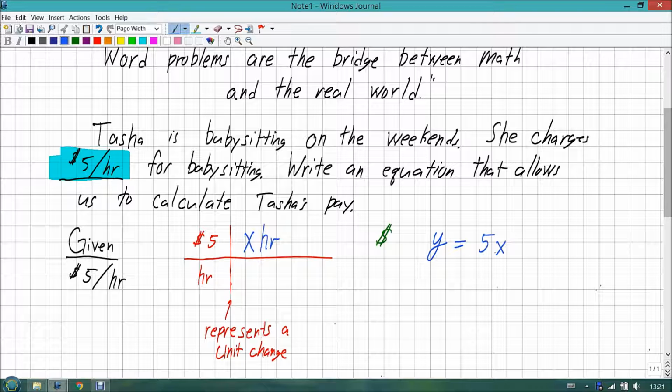The reason why I know this works is because in my dimensional analysis, when hours are on either side of the horizontal line, or if any unit is on either side of the horizontal line, they cancel each other out. So hours cancels with hours, and we're left with dollars. So for this word problem, I would say y is equal to 5x, where the amount she gets paid is equal to 5 times the number of hours that she works.